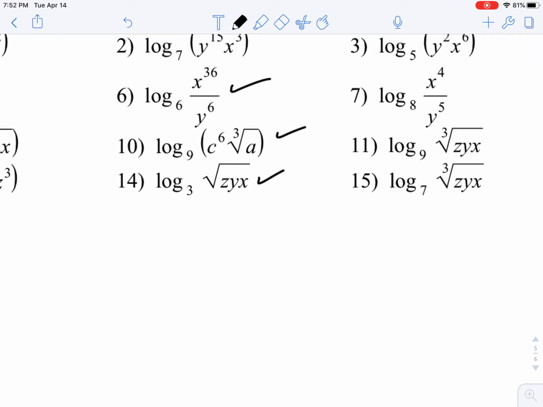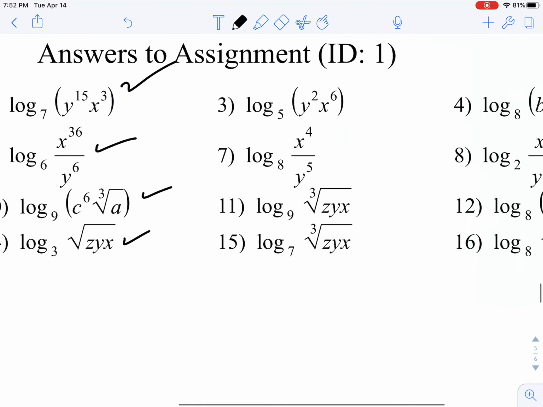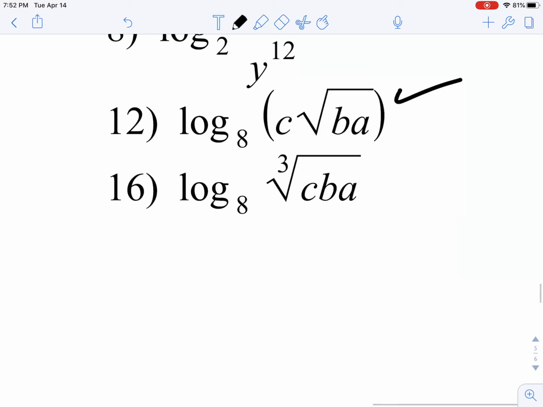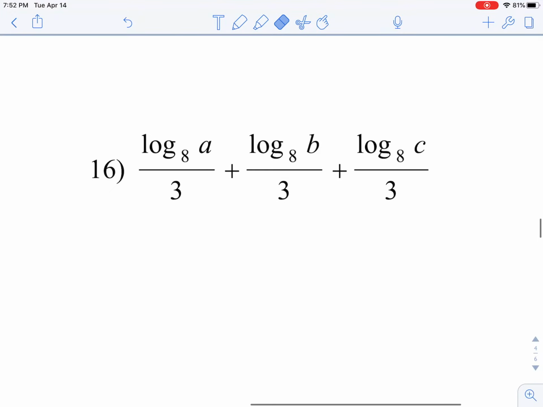Let's check number 14. Now, why did they do zyx instead of xyz? That makes no sense. All right, let's look at 16 before we go up. So we should get cube root CBA, or I bet I'll do ABC, whatever. That's what we're looking at for the final one here.